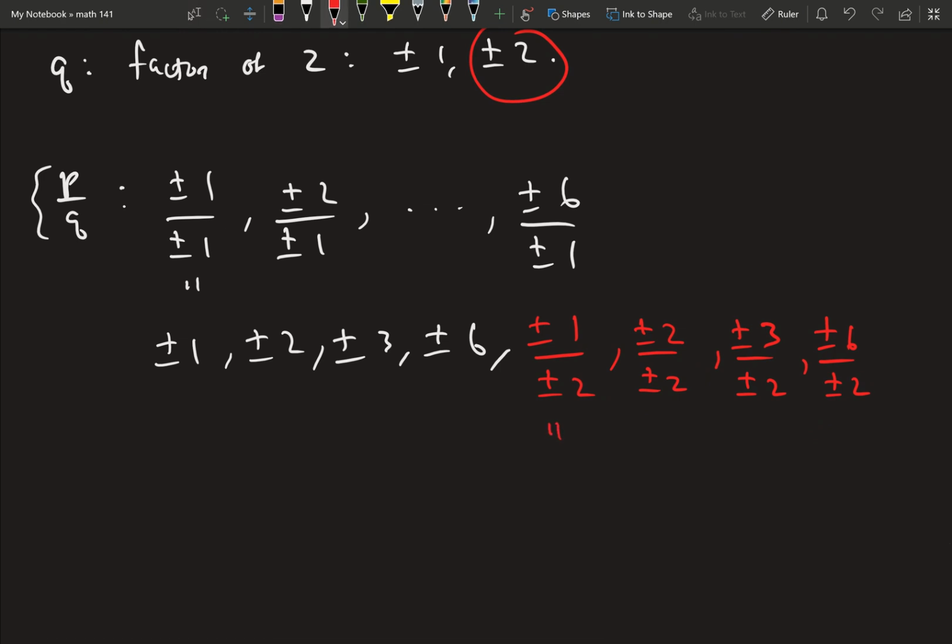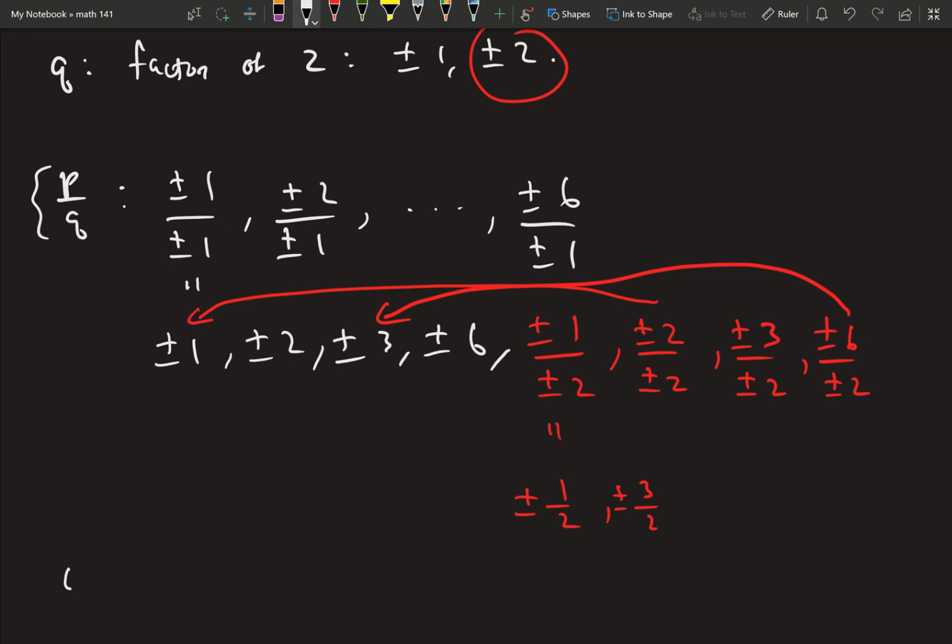Well, this first one is just plus or minus a half, because you have a half and it's either going to be plus or minus. 2 over 2, well, that's plus or minus 1, and that's already been listed, so we skip that one because that's redundant. What about plus or minus 3 over 2? Well, that's a new one. 3 halves is a new value, so plus or minus 3 halves. And plus or minus 6 over 2, well, 6 over 2 is 3, so that's the same as plus or minus 3.